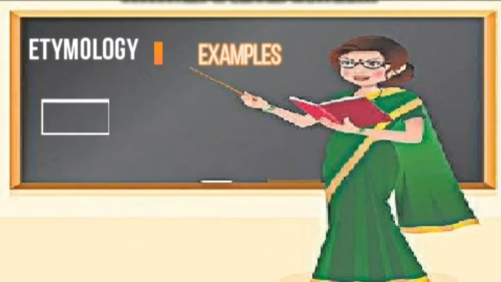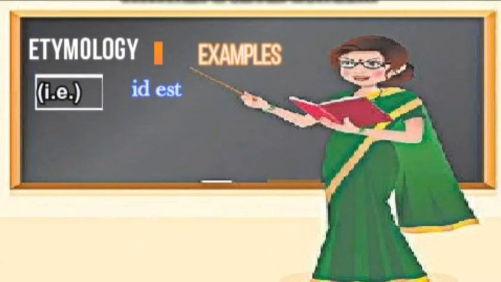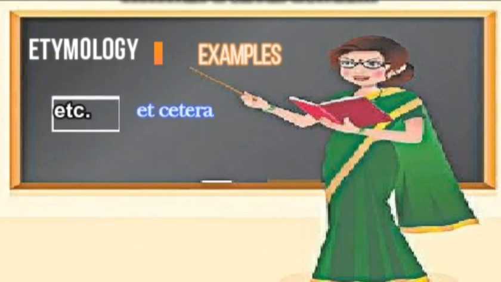And this is important, my dear children. You have seen I.E., right? And we read it as "that is." How can this I.E. be said as "that is"? Have you ever thought about it? This is also taken from the Latin language and is called id est. Id est means in English "that is."